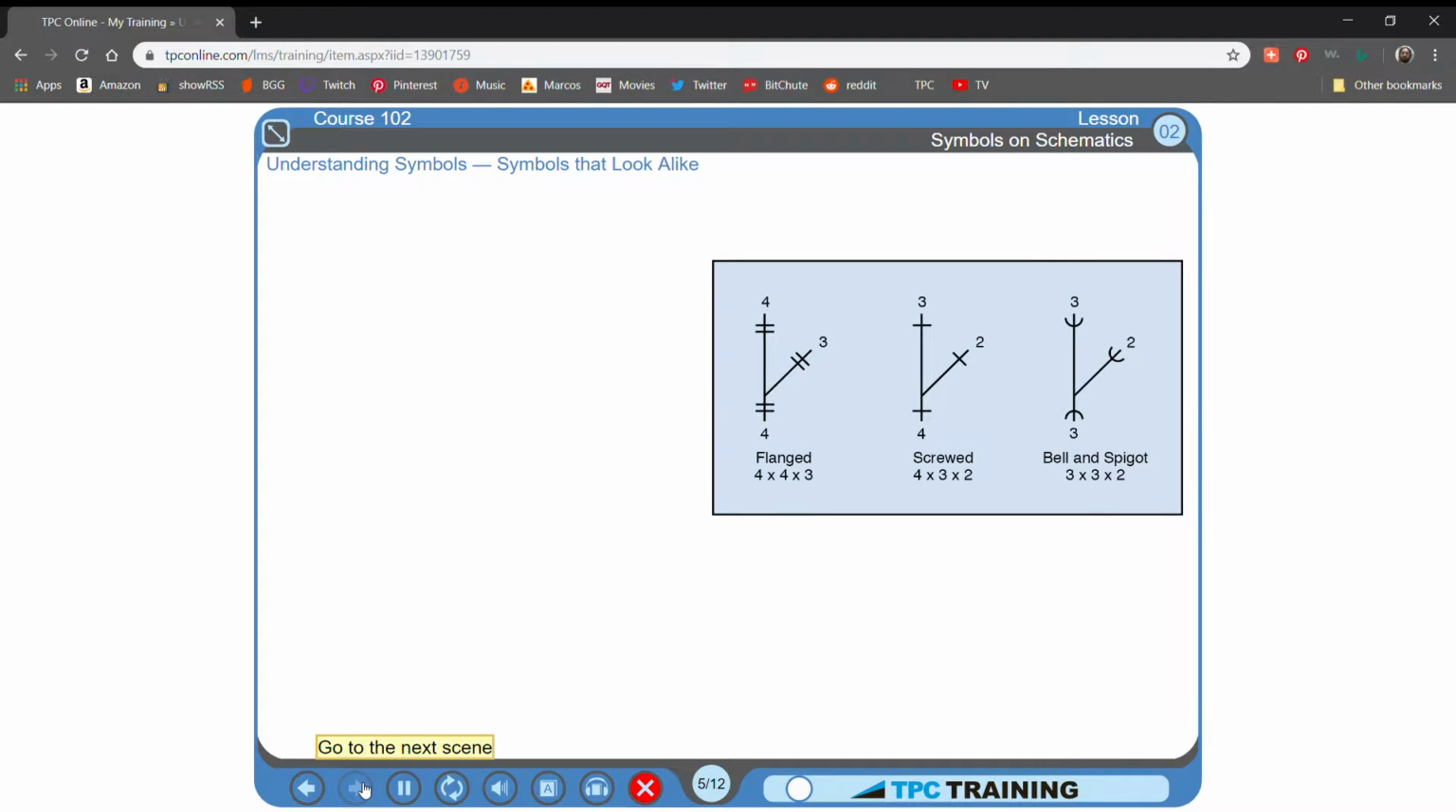Symbols that look alike. The symbols shown again in this schematic of 45-degree Y fittings look much alike, yet they represent different fittings. You will find there are many symbols that look alike but have different meanings. Here are 3 examples. Example 1.